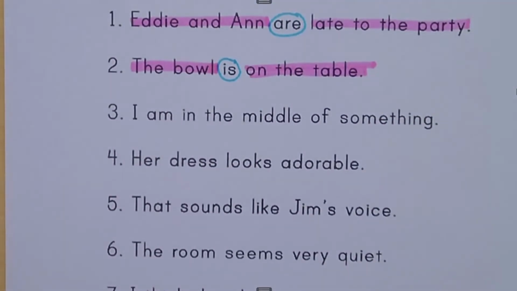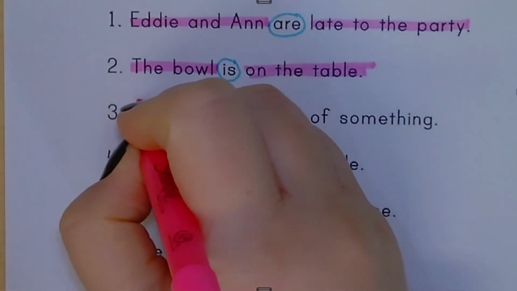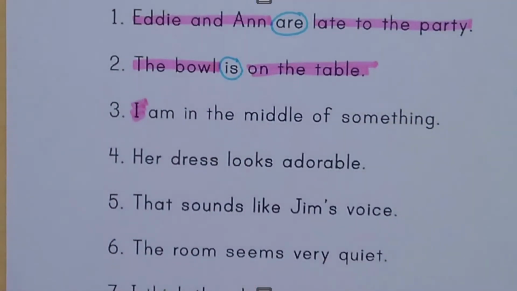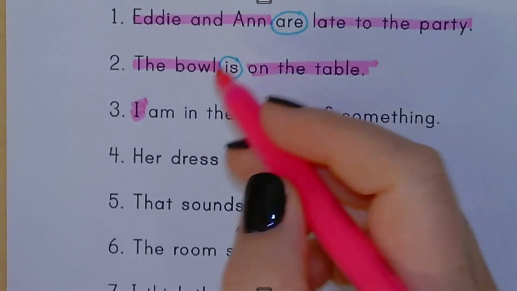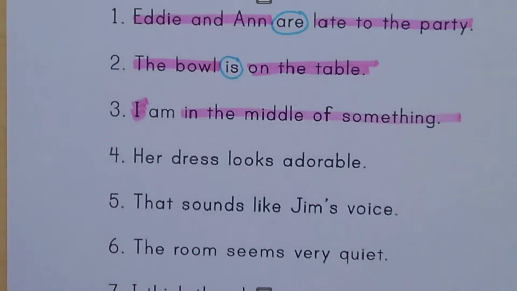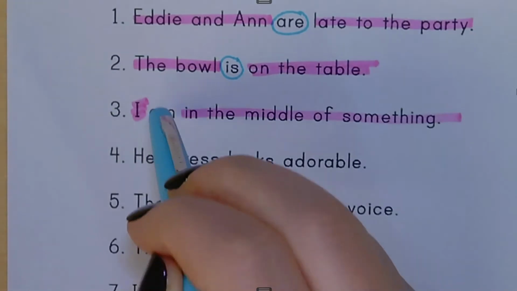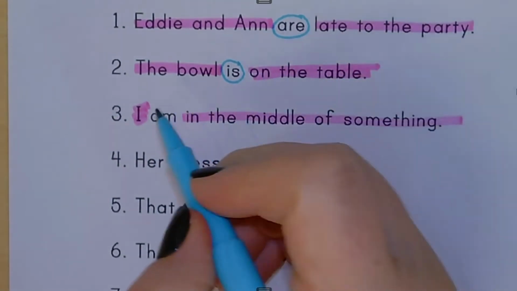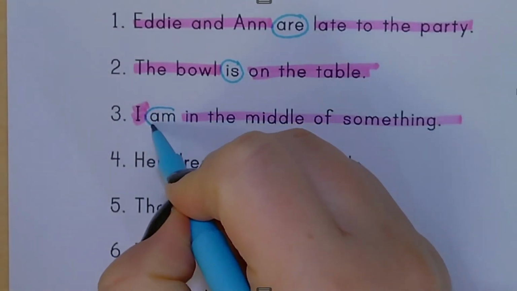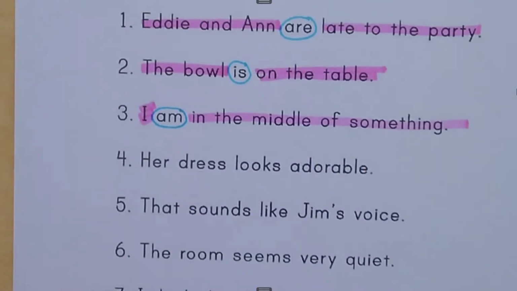Number 3. I am in the middle of something. Who or what is this sentence about? I. Good. What about I? Well, they're in the middle of something. Okay? I am in the middle of something. Am is a linking verb. Okay?